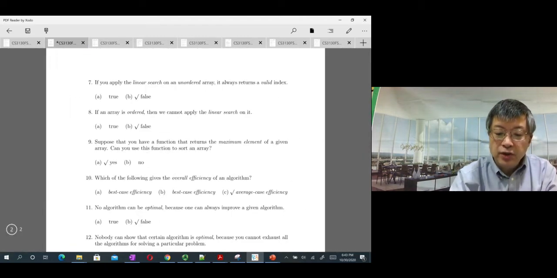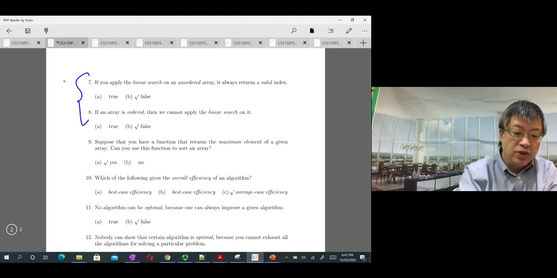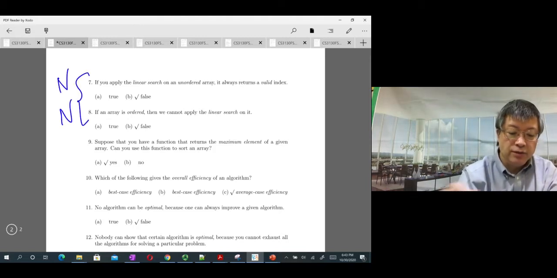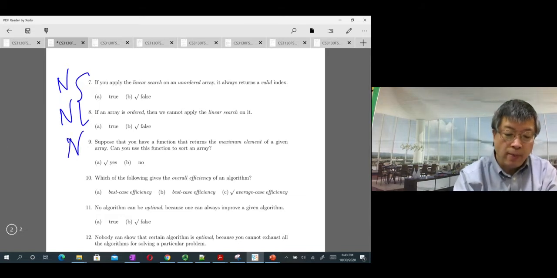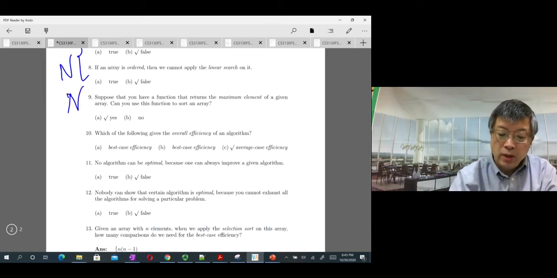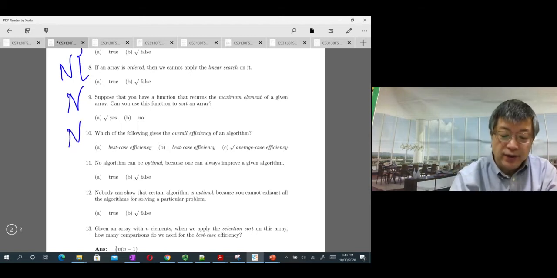Linear search, binary search, the basic things. So I may just skip. These two skip. Maximum, sort, so this one skip. I do not test you directly.